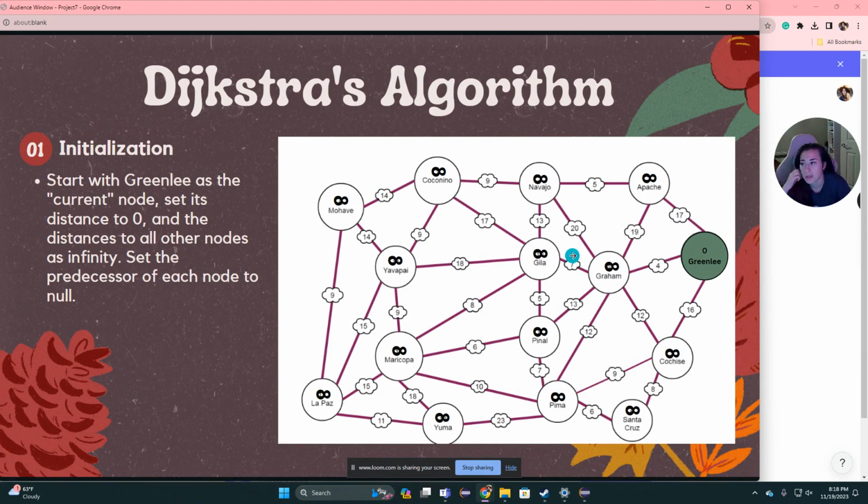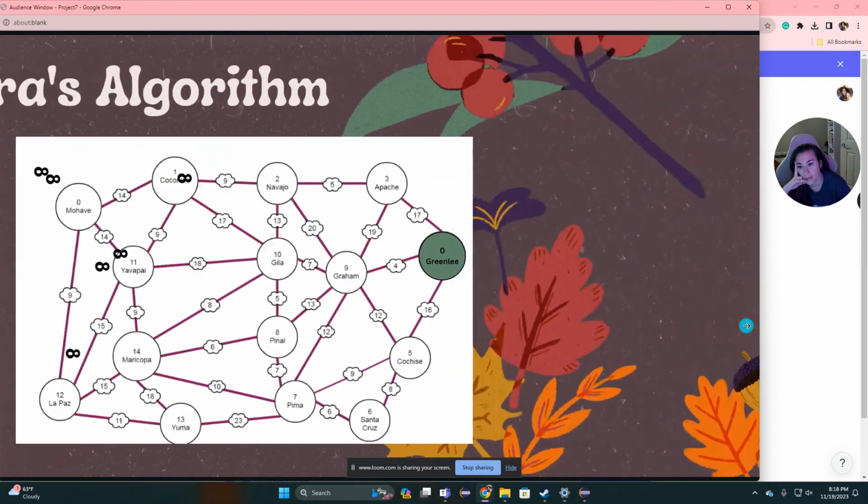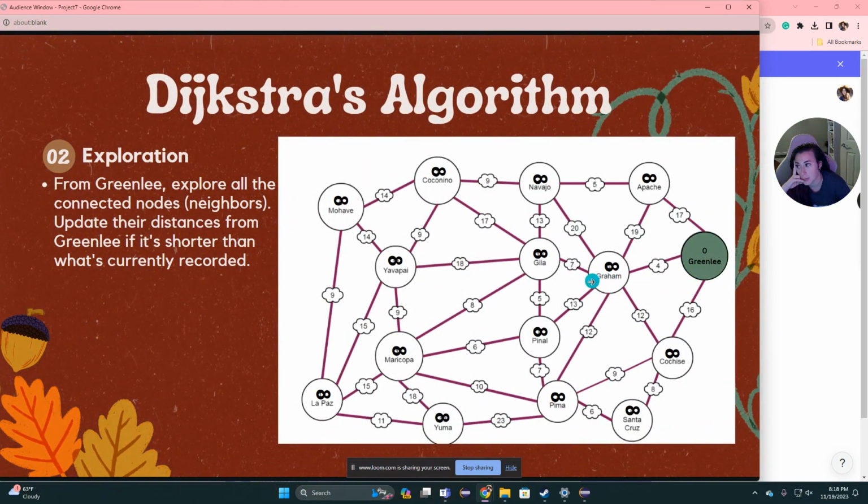So first the instructions wanted us to start at Greenlee, and in Dijkstra's algorithm, you need to set it to 0, and all of the other nodes to infinity. So from here, you're going to go and find the shortest path. The shortest path for now, we can see, would probably be Graham.